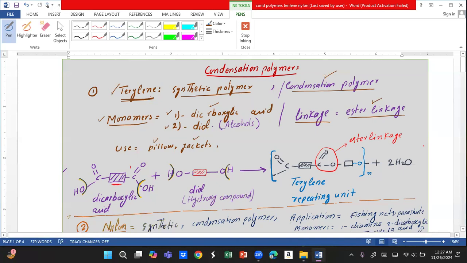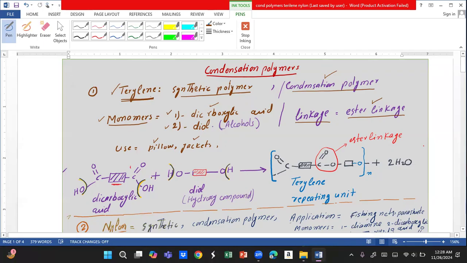Now all these points I have discussed carry 1 mark each. Like the two monomers, 2 marks. Type of polymer, either synthetic or natural: synthetic, 1 mark. Addition or condensation, this is 1 mark again. Linkage name, that is 1 mark. These are the points which have been taken from the past papers. Use or application carries 1 mark. This is a very easy question. You can get all these marks easily.